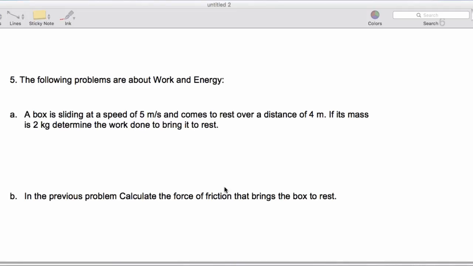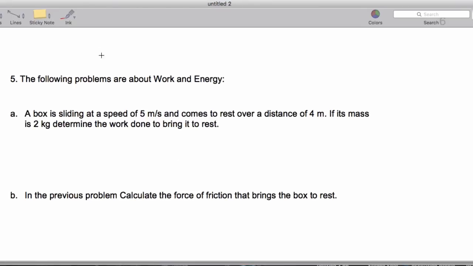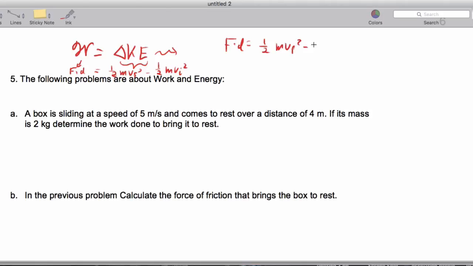All right, now we've got work energy problems. Let's write down the work-kinetic energy theorem, which says the work done is the change in kinetic energy. That's not a helpful form of it though. For work, I'm going to write force times distance, and for change in kinetic energy, I'll write 1/2 mv final squared minus 1/2 mv initial squared. So we end up getting F times d equals 1/2 mv_f squared minus 1/2 mv initial squared.